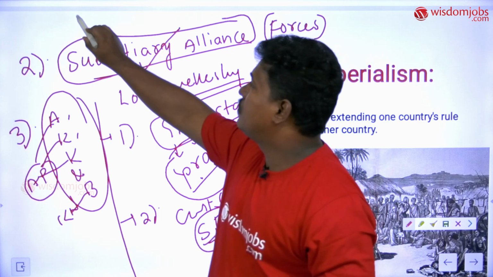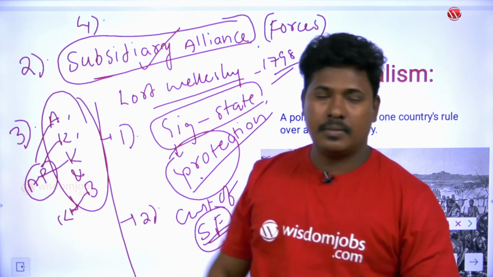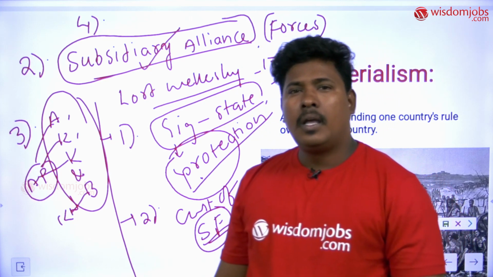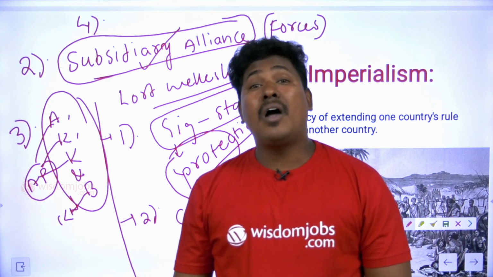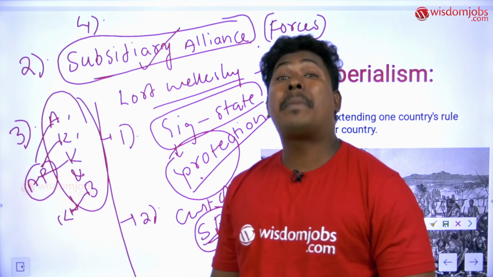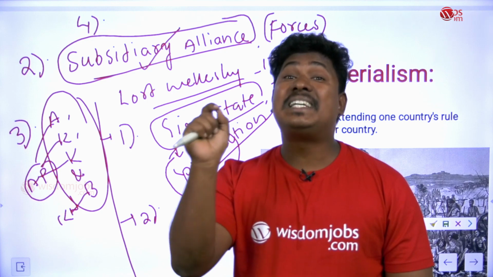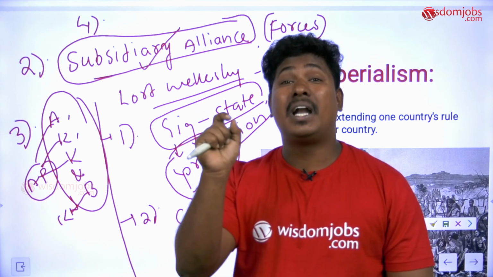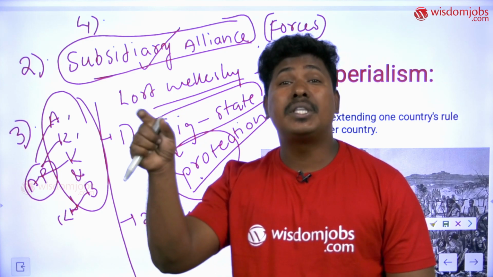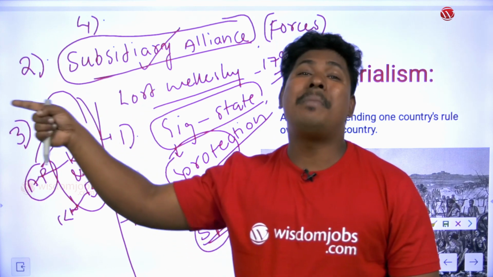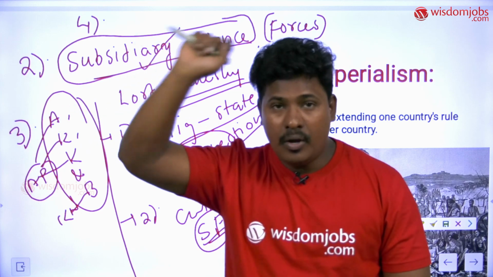And next provision of this subsidiary alliance is an officer appointed by the British called British resident, and he will be stationed in the capital city of the signatory state to maintain the entire subsidiary force.